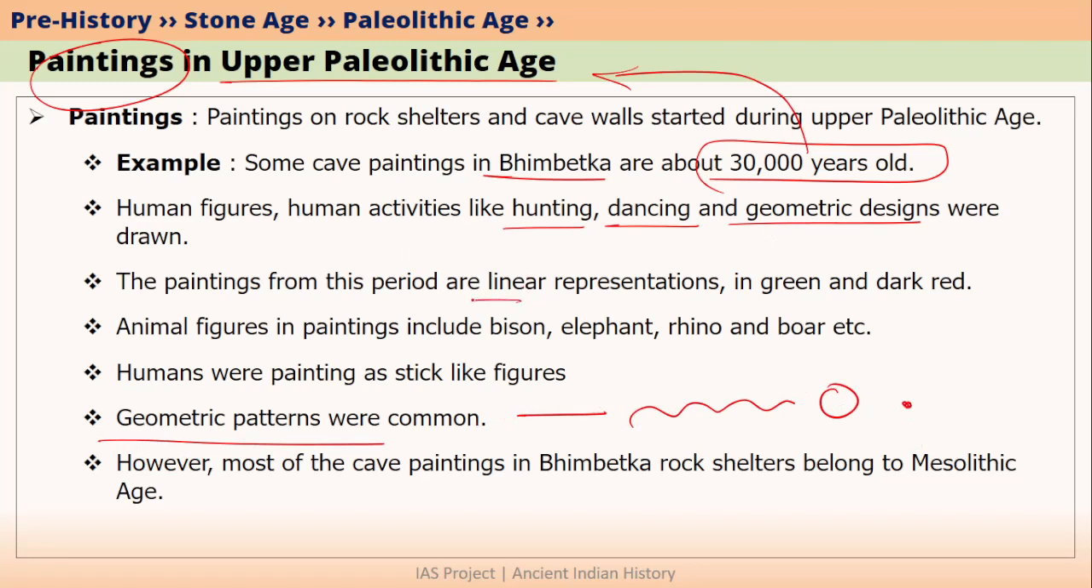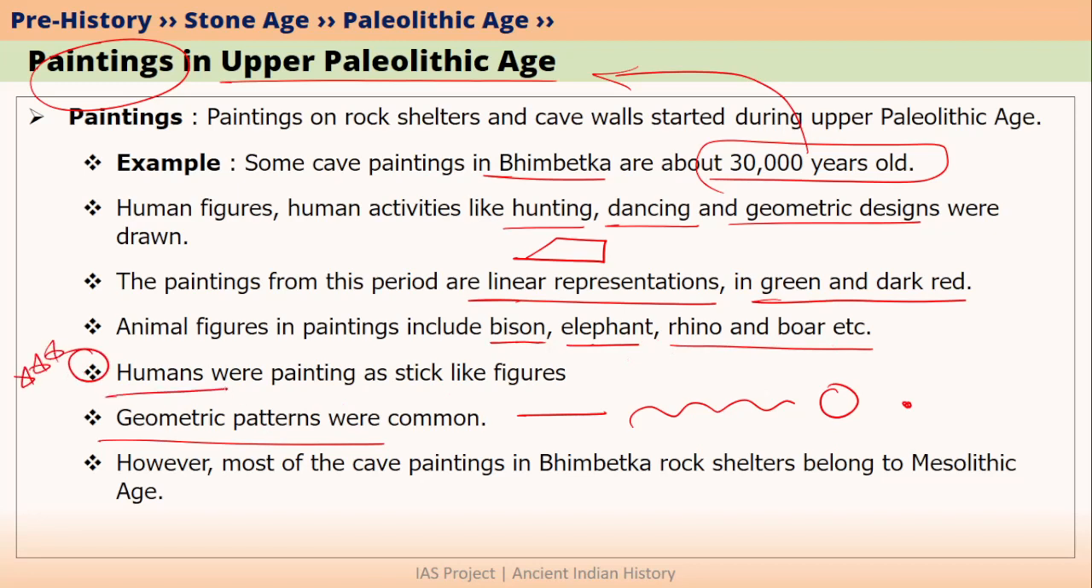These paintings are mainly linear representations, meaning they were drawn using lines, something like this. And colors used were mainly green and dark red. Some animals that appear in these paintings include bison, elephant, rhino, boar, and other animals. This is very important from the point of view of prelims. Humans in these paintings were drawn like stick-like figures, meaning something like this. So these are the two arms, these are two legs, and this is head.